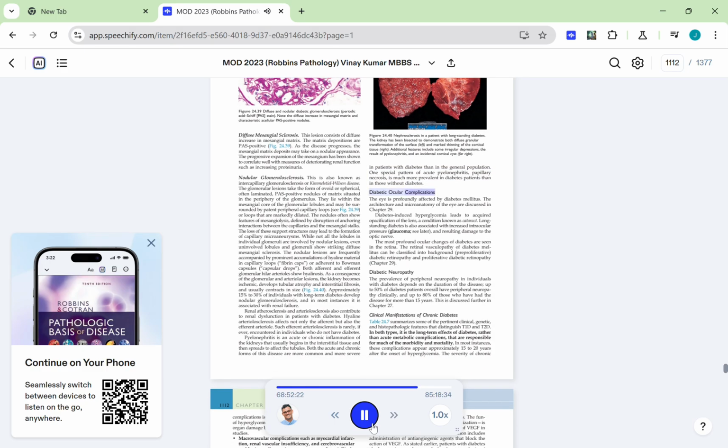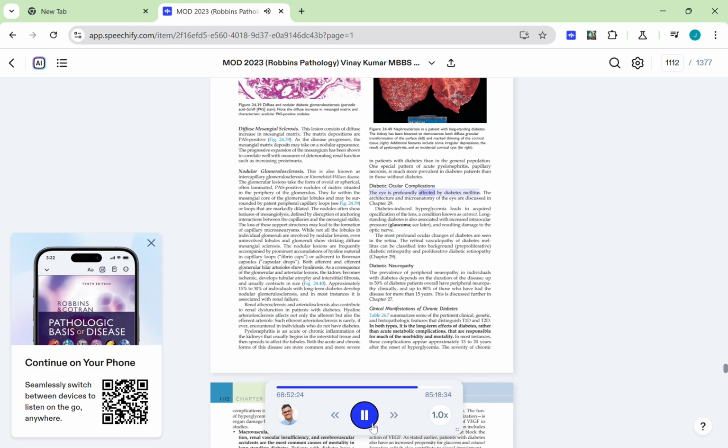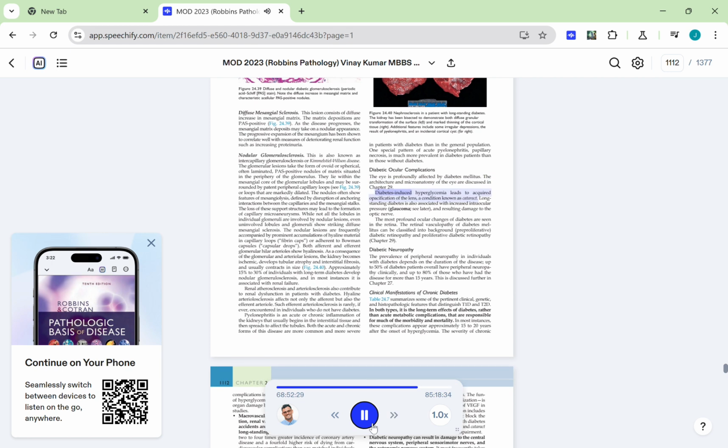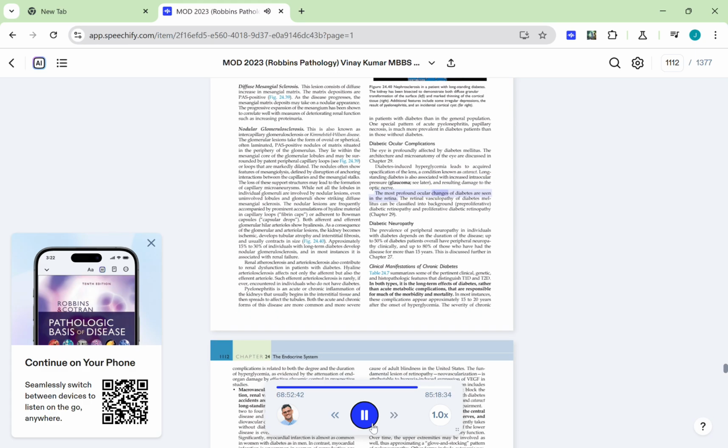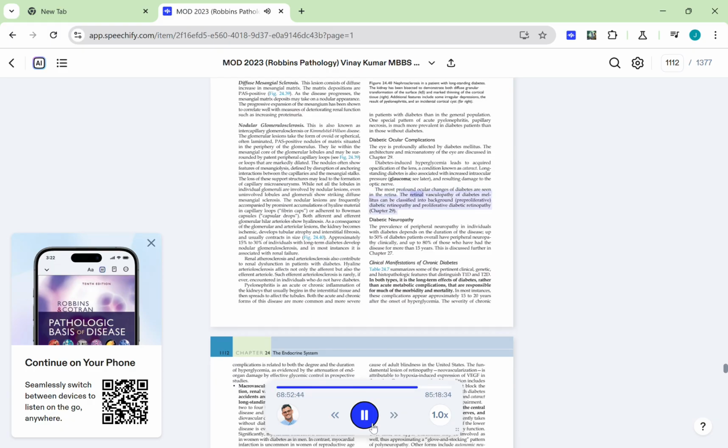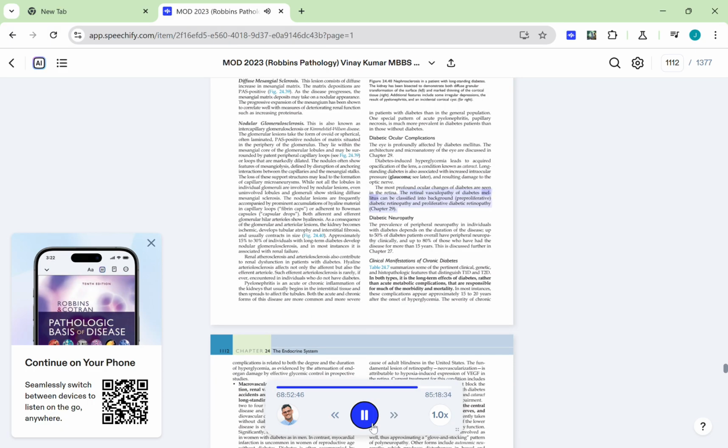Diabetic ocular complications. The eye is profoundly affected by diabetes mellitus. The architecture and microanatomy of the eye are discussed in Chapter 29. Diabetes-induced hyperglycemia leads to acquired opacification of the lens, a condition known as cataract. Long-standing diabetes is also associated with increased intraocular pressure and resulting damage to the optic nerve. The most profound ocular changes of diabetes are seen in the retina. The retinal vasculopathy of diabetes mellitus can be classified into background diabetic retinopathy and proliferative diabetic retinopathy.